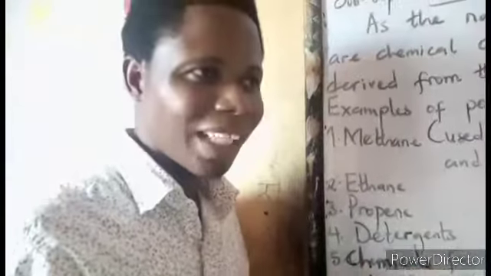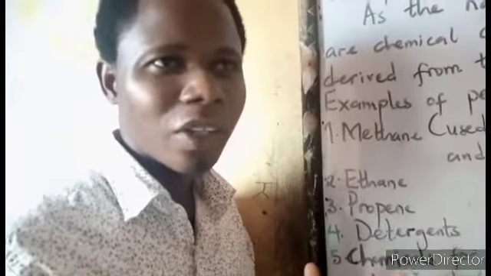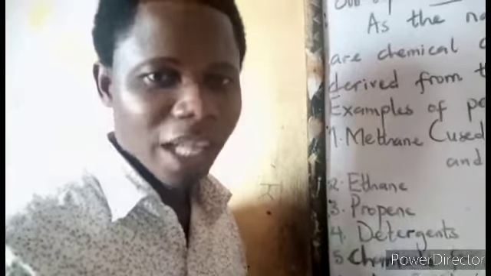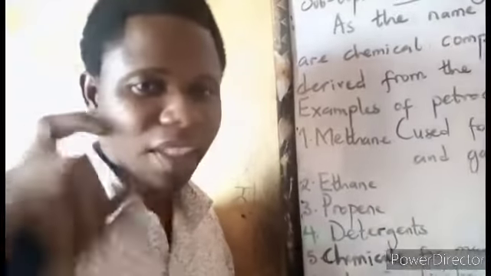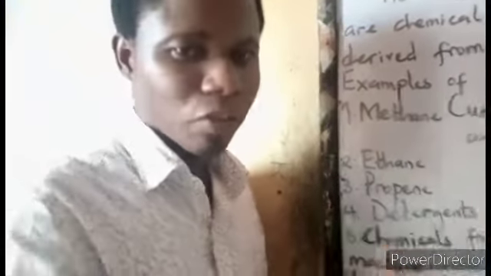So that's an example of insecticide. Your Raid, and there's another thing they call the mosquito coil. That's another example of insecticide. So all these things are made from petrochemicals.